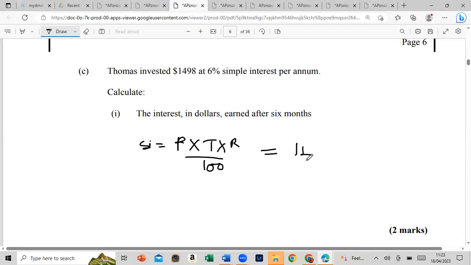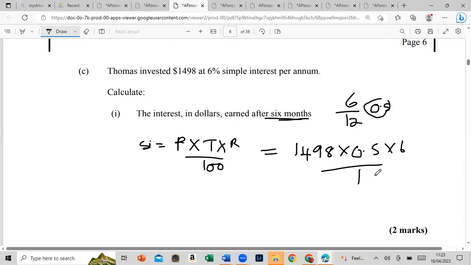So it is 1498, that's the principal. What's the time? Now the time is 6 months, so we have to be very careful because the time should be expressed in years. So 6 months would be 6/12. I'm just gonna use 0.5 because that's what it works out to, a half. And then we times the rate, which is 6%, so that's 6/100.